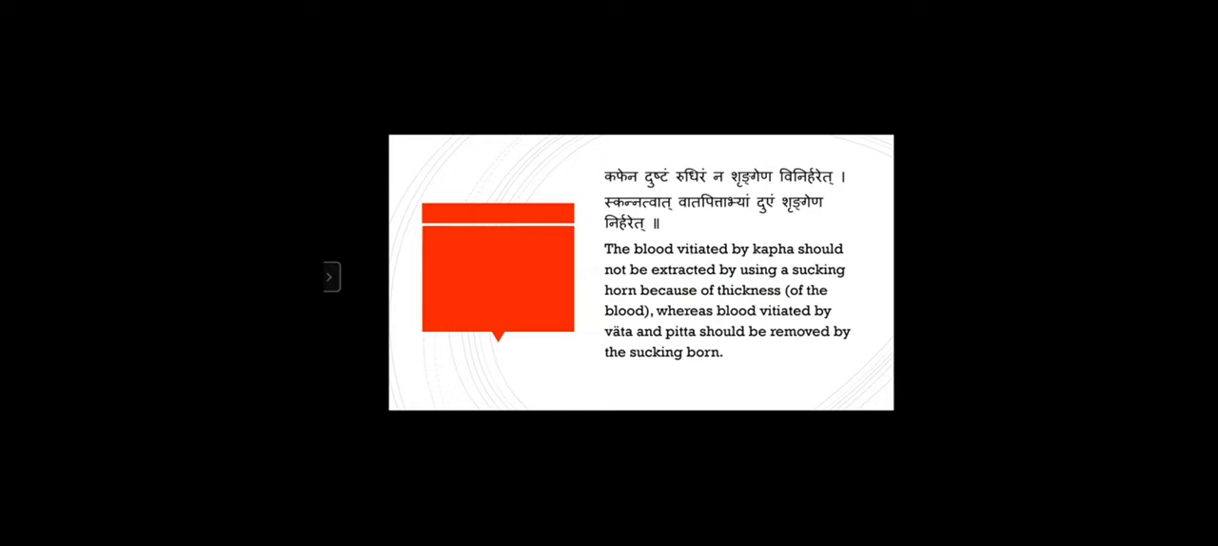And coming to Shrinka Avacharana, the reference is mainly about the horn of the cow. There is one broad end and one narrow end, and at one side, like a basti, we can draw blood using a basti yantra also. It is best used in vata dushita rakta. We should not use it in case of vitiated kapha, because of the thickness of the blood, it won't come. In case of vata and pitta we can use the shrinka.